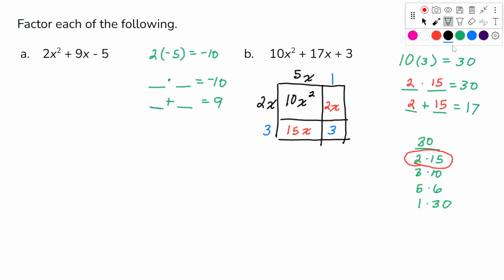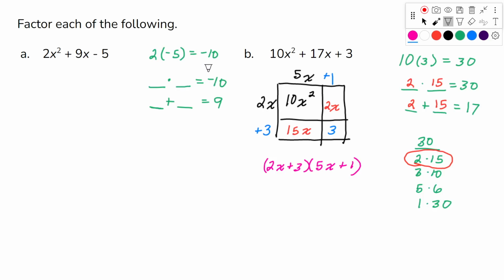And when I check this, if the 1 and the 3 are both positive, 1 times 3 is 3. That means the 2x and the 15x are both positive. 2 plus 15 does equal the 17 that we need. So this factors as 2x plus 3 times 5x plus 1. And now I'm going to go back to that one that I didn't think would work.